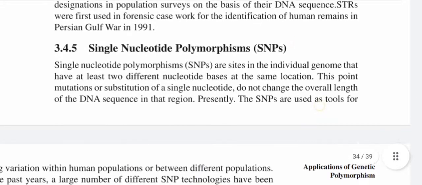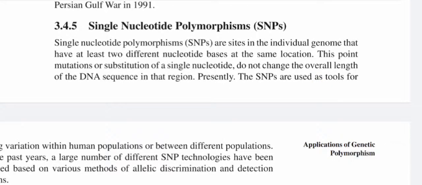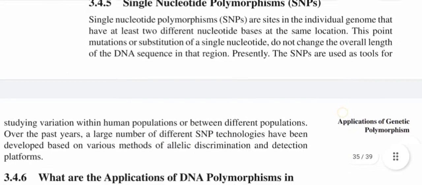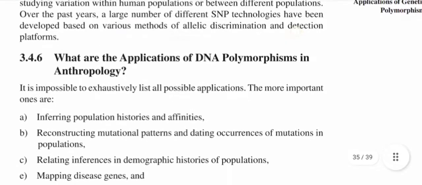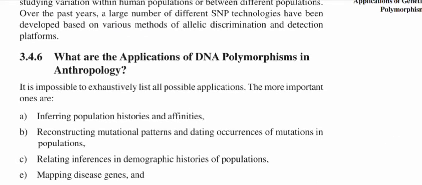Single nucleotide polymorphisms, SNPs, are sites in the individual genome that have at least two different nucleotide bases at the same location. These point mutations or substitutions of a single nucleotide do not change the overall length of the DNA sequence in the region. Presently, the SNPs are used as tools for studying variation within human populations or between different populations. Over the past years, a large number of different SNP technologies have been developed based on various methods of allelic discrimination and detection platforms.